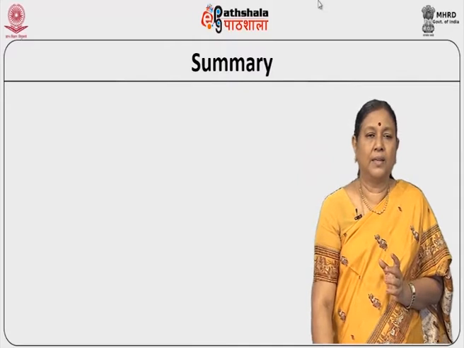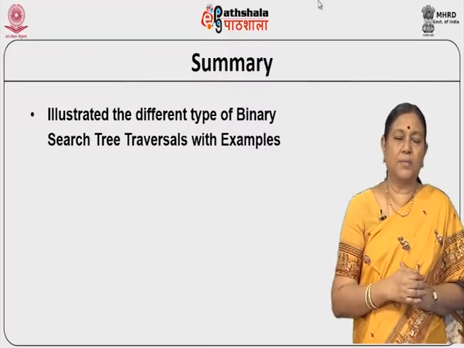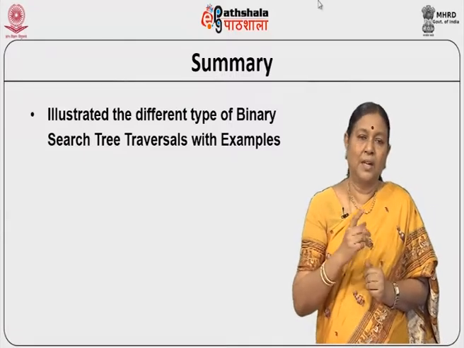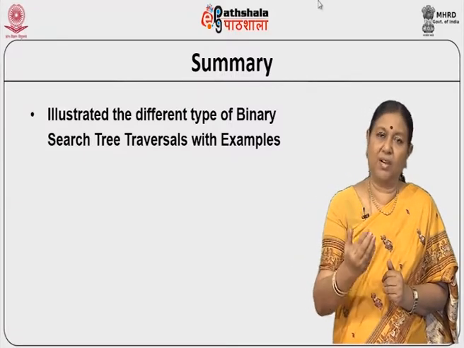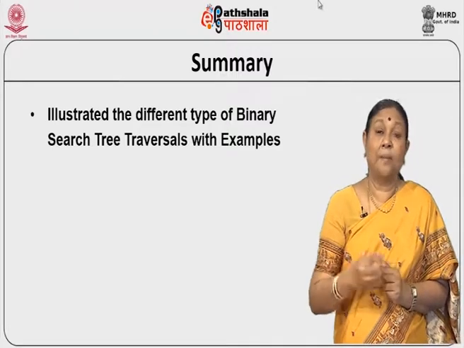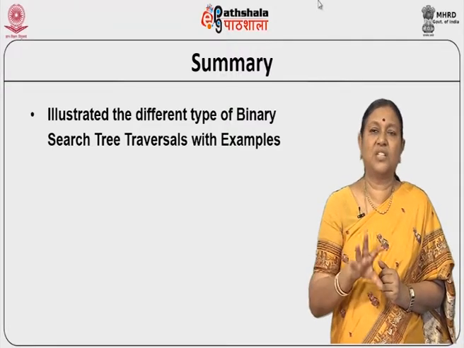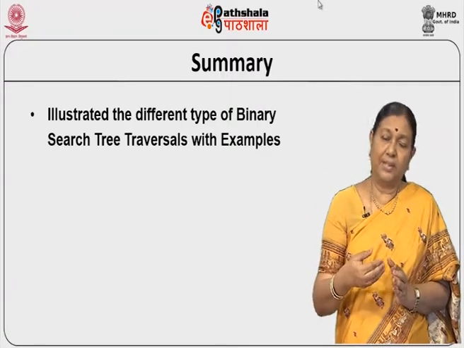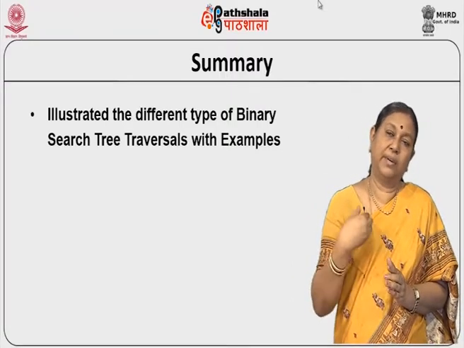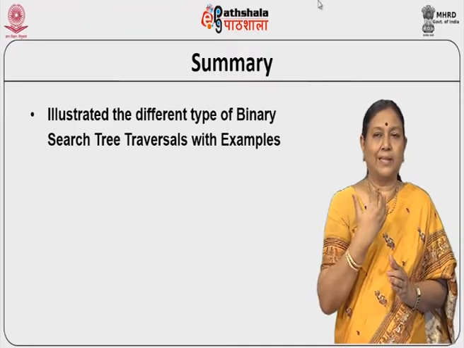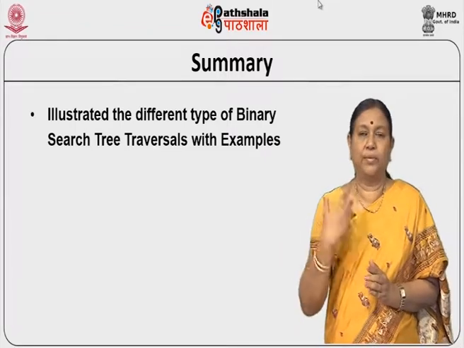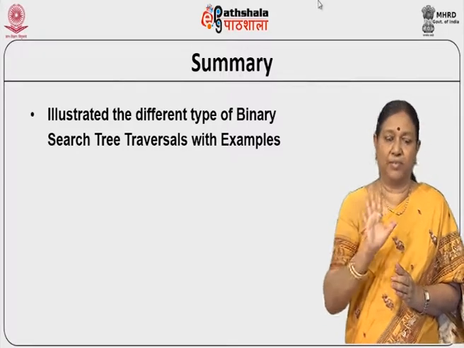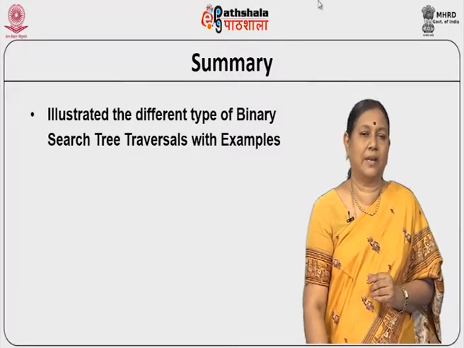Here we have the summary of this module. We have illustrated the different types of binary search tree traversals with examples. Here what was different is we had the pre-order, post-order and in-order traversals, but in addition we had the right-left traversals. Why did we do that? If we did the normal in-order traversal, you will get the elements in ascending order. When you do right-left in-order traversal, we will get the elements in descending order. For that reason, we illustrated these traversals.